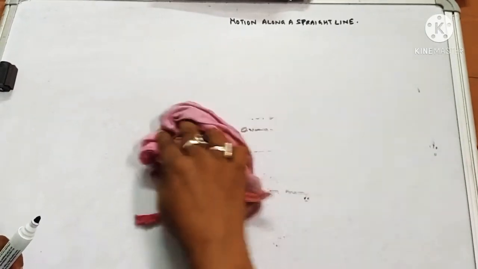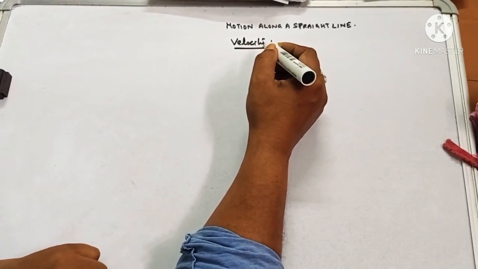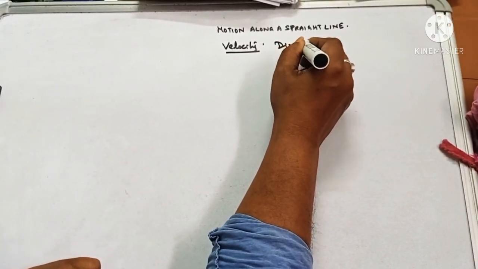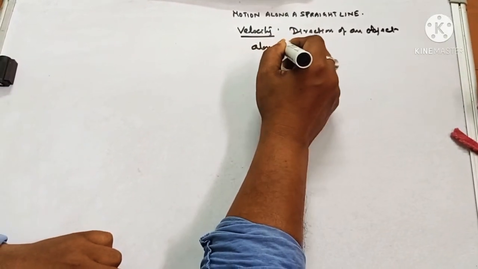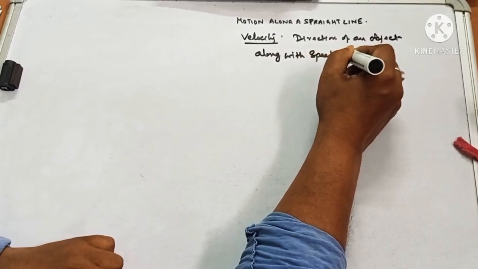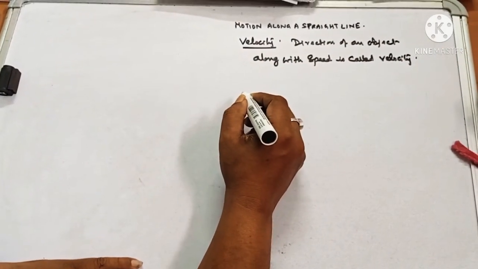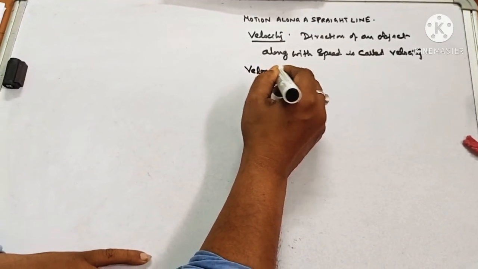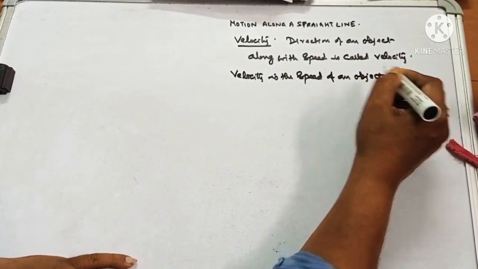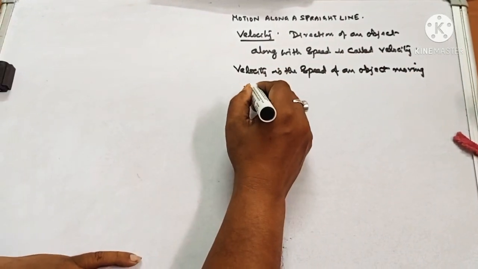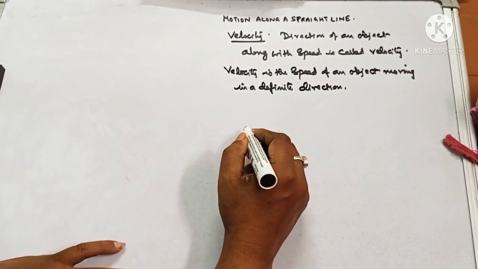Now I'm going to velocity. Direction of an object along with speed is called velocity. Therefore, velocity is the speed of an object moving in a definite direction.